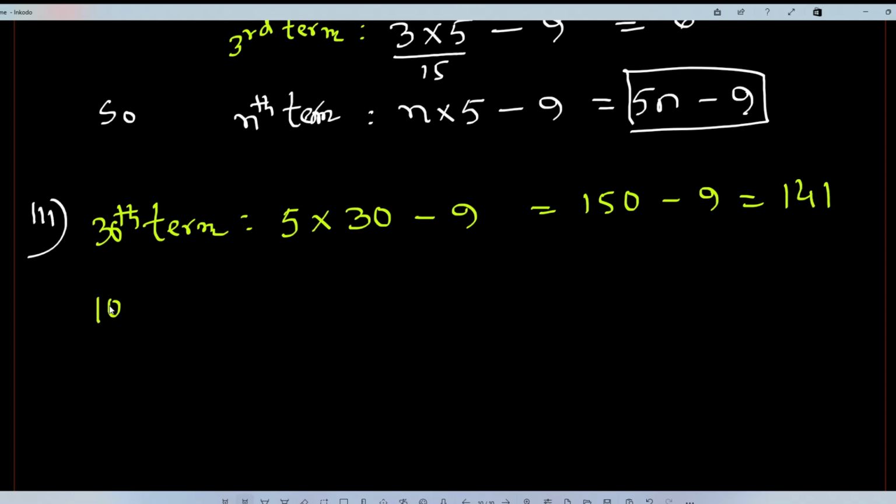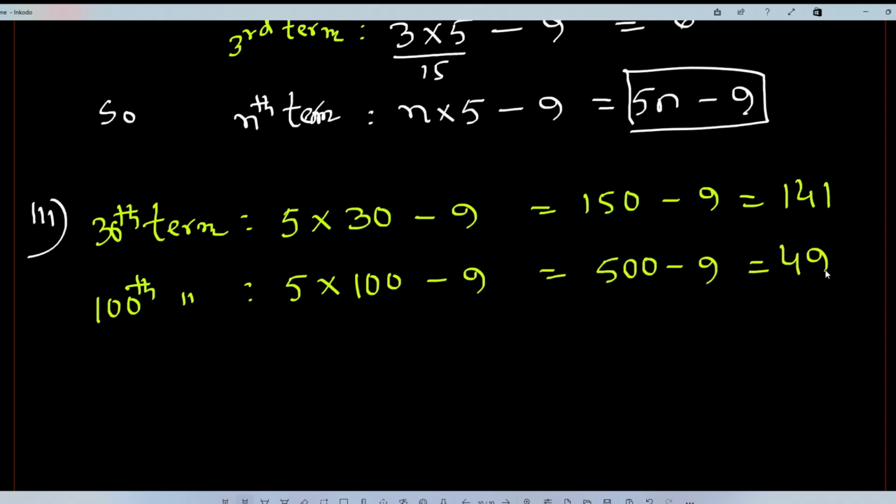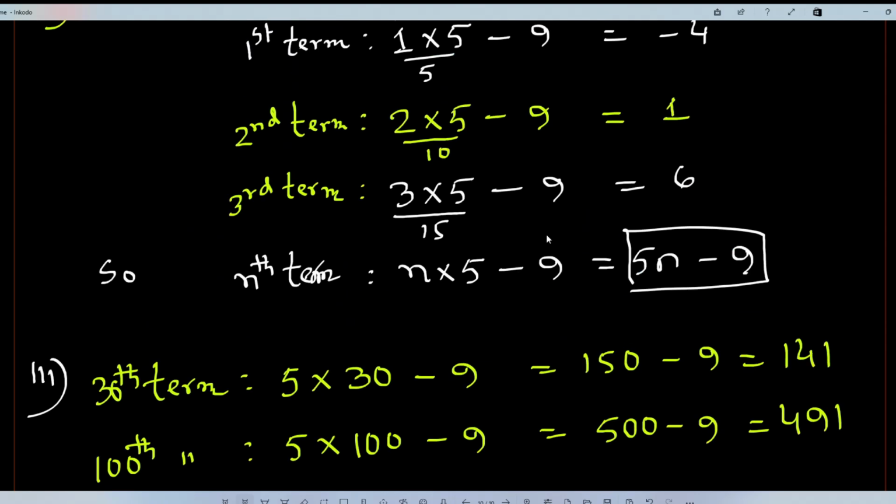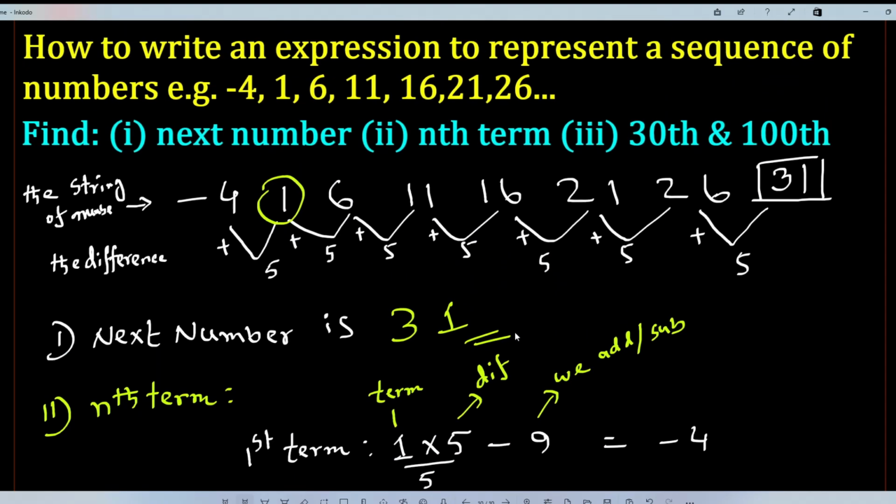Again, the 100th term. The difference is 5 times 100, where 100 is the term number, minus 9. So 500 minus 9 is 491. This is the easiest way we can solve our problem.